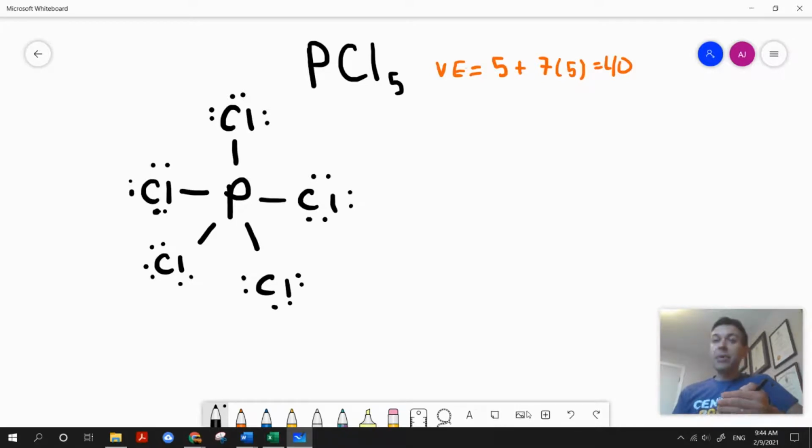Our next step would be to place any leftover valence electrons on the central atom. Now, we don't have any left over, so we are not going to do anything there. But I should note that here we have an expanded octet. So phosphorus has a total of 10 electrons between these 5 bonded pairs. This will be allowed for elements in the 3rd period and lower, okay?